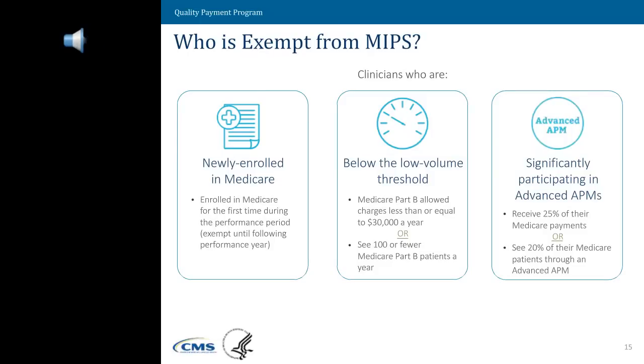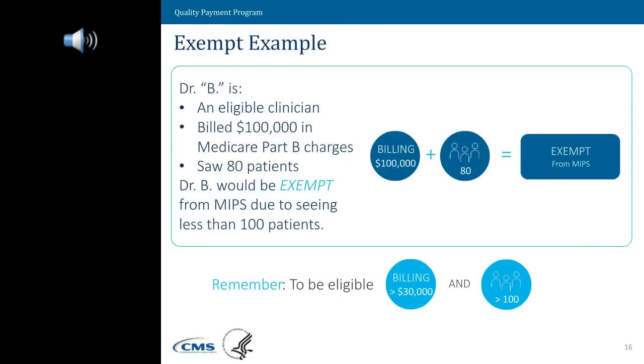APMs are the other track of the quality payment program. There's the MIPS track and the APM track. And if you successfully participate in an APM to certain thresholds, you would also be exempt from MIPS. For the middle exemption, the low volume threshold, again, that low volume threshold is 30,000 and 100 patients, but you'll note in this slide, on slide 15, we're using an or here, whereas in the prior slide, we said 30,000 and 100 patients. So let's go ahead and jump to slide 16 for an example to talk us through this.